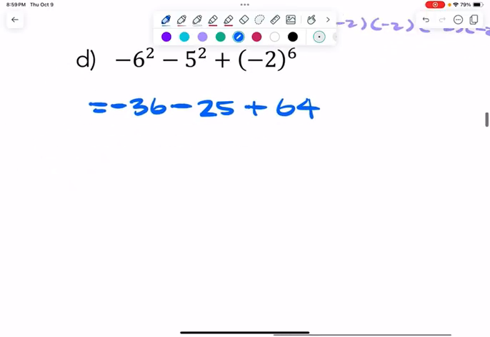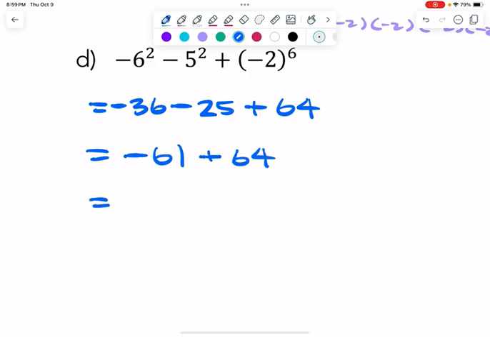Okay, there's 3 numbers being combined here. You can do them in any order, kind of like left to right here. Negative 36 minus 25. Well, if it's minus 36 degrees outside and it drops by 25, you're going to be really cold. It's going to be minus 61 out there. And 64 more than that will warm up to a pleasant, balmy 3 degrees, like a nice October morning.